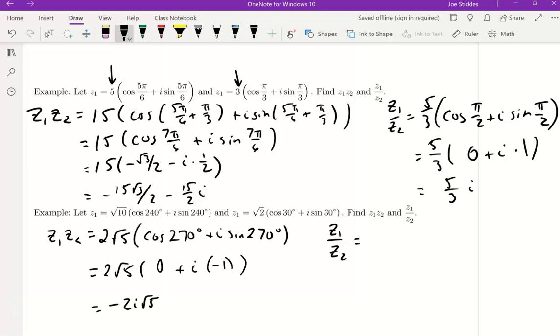How about now when we divide? What do you do with the square root of 10 and the square root of 2 when you divide? Divide them. Square root of 10 divided by square root of 2 will give you square root of 5, because you just get the 10 over the 2 under the radical. When we divide, what do we do with the angles? Subtract. So we'll get cosine of 210 plus i sine of 210.